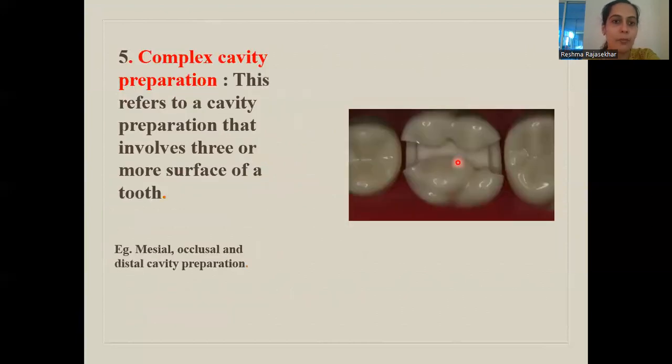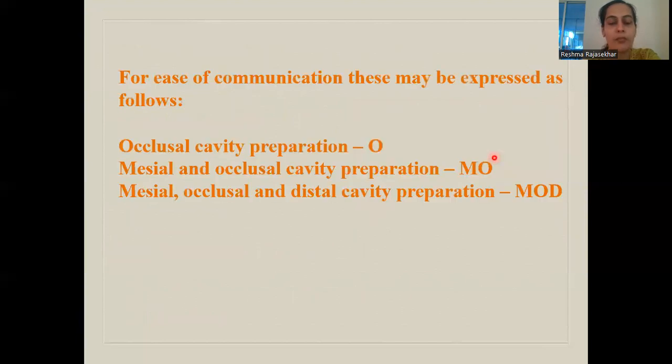A complex cavity preparation refers to a cavity involving three or more surfaces on the tooth. An example is the MOD cavity involving mesial, occlusal, and distal surfaces. For ease of communication, we can shorten these as O for occlusal, MO for mesial and occlusal, and if distal is involved, MOD.